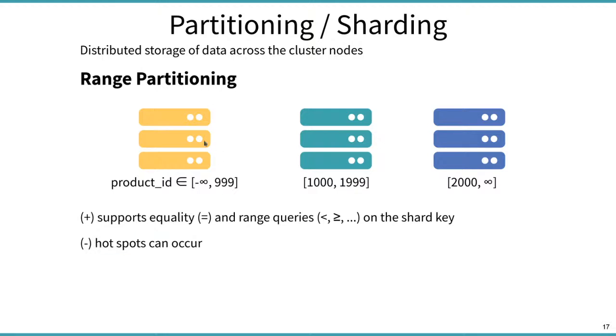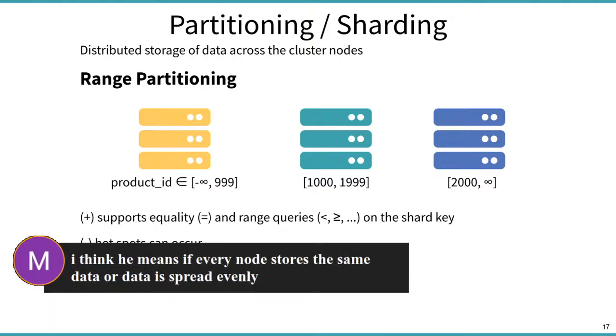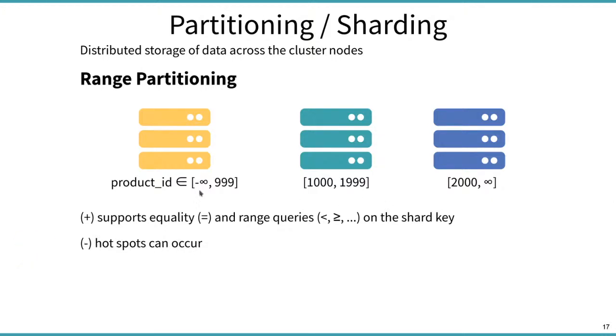A drawback of range partitioning is that hotspots can occur. When the current data is on this machine and you only access the current data, then these machines here have nothing to do. And now I understand what you said in the chat with the equal distribution. The goal should be that every machine stores about the same amount of data. So it would not be a good range partitioning if 90% of the data would be here, 5 here, 5 here. So the ranges should be adjusted so that you have an equal distribution.